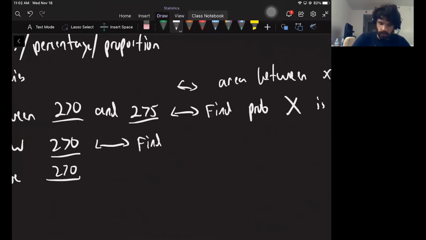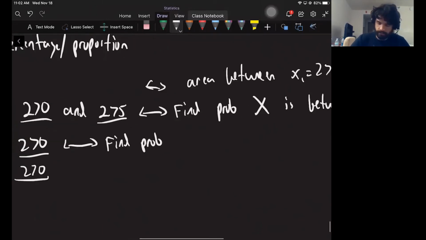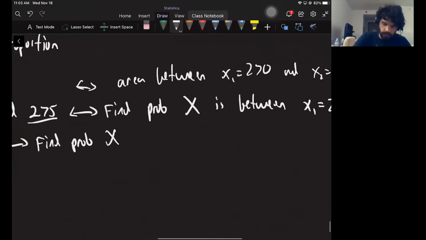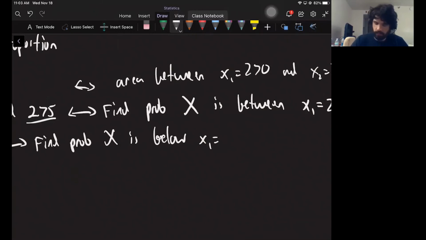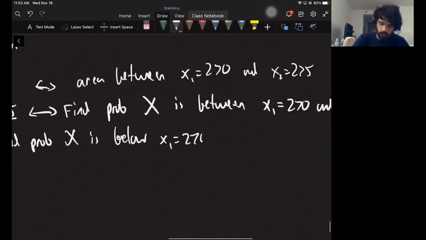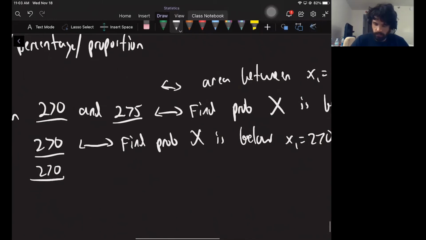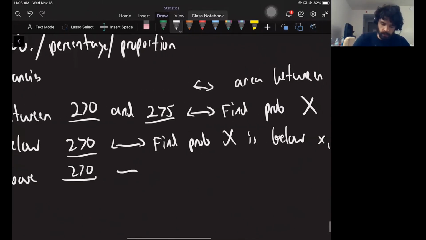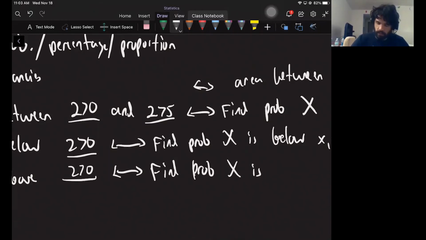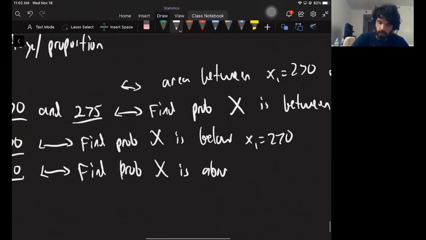This is just saying find the probability that x is below a specific value. And then that's just saying find the area below that specific value. And then this is just saying find the probability that your random variable is above some value.